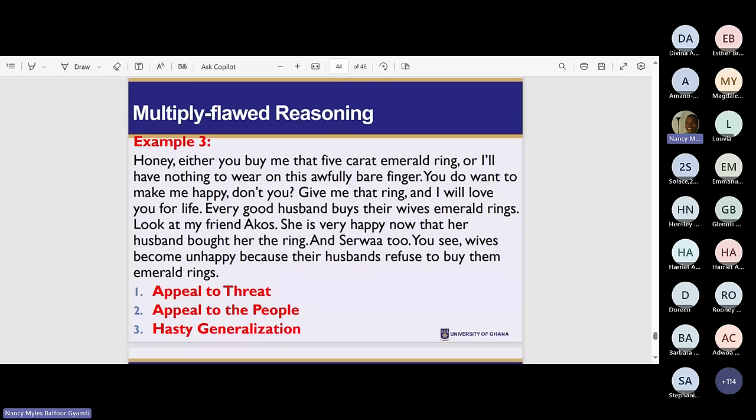So this is a multiply flawed reasoning. He has constipation, he has anemia, it is infested with worms. The physician has a lot of work to do to make it a better reasoning. I am so done. Any questions?